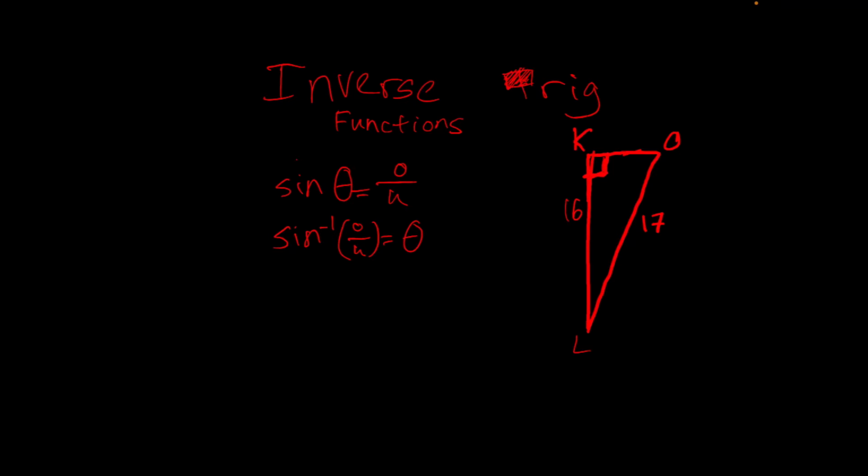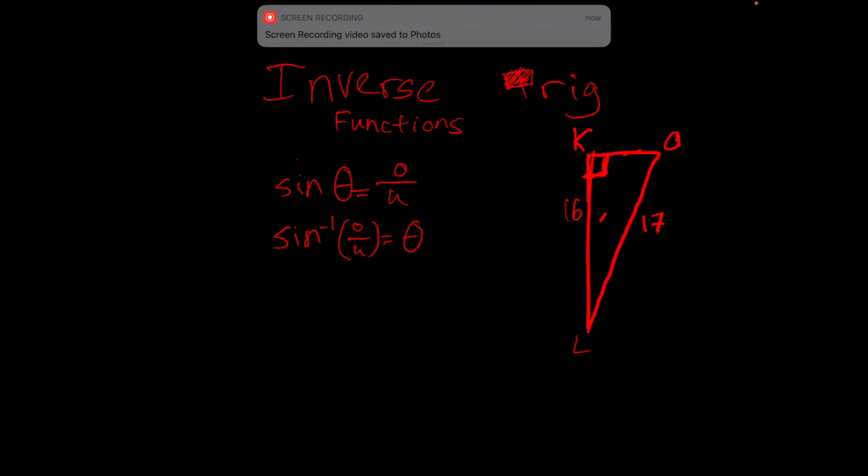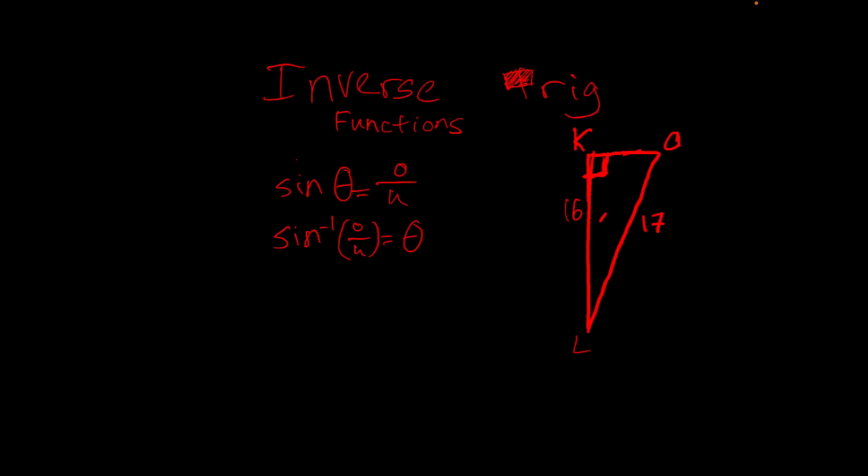So I have a triangle right here. And let's try to find angle O and angle L. Let's start with angle O. So if angle O is theta, 16 is the opposite side because it's opposite of angle O. And 17 is the hypotenuse, and always will be because it's opposite of the right angle. So what trig function deals with the opposite side and the hypotenuse? Well, sine. Except remember, we're trying to find angle O, so we can use inverse sine of 16 over 17 to give us angle O.